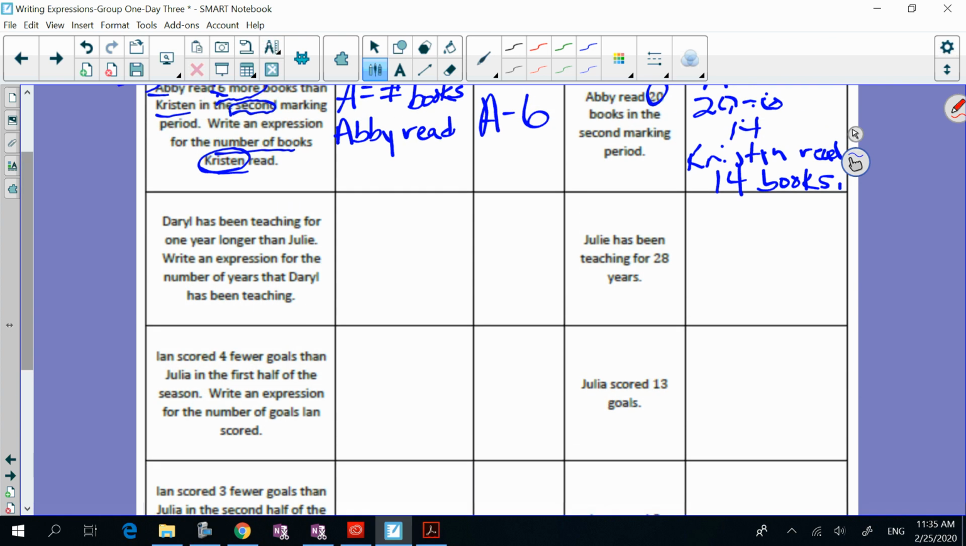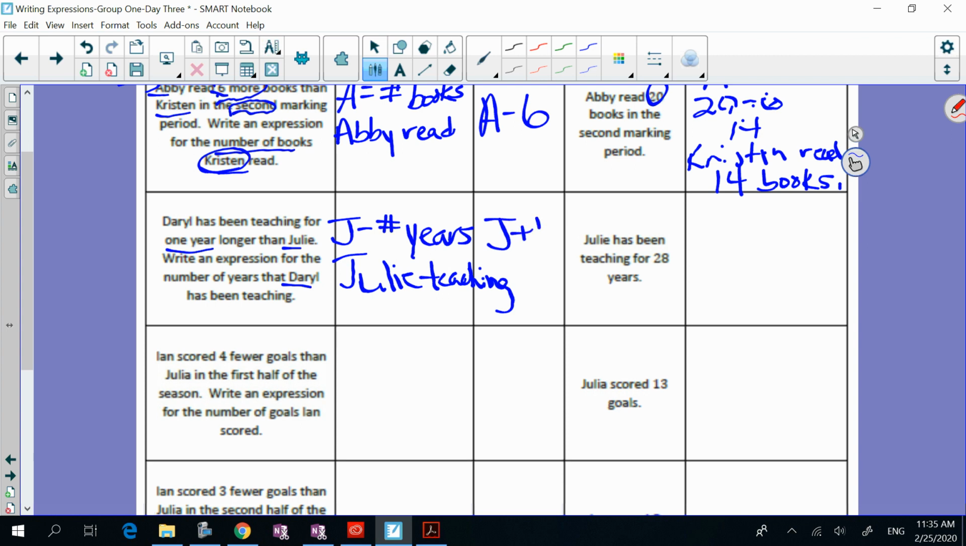Next one. Daryl's been teaching for 1 year longer than Julie. I want the number that Daryl has. And so what I don't know is J, the number of years Julie has been teaching. What does it look like? To find out what Daryl has, he's 1 year longer, so I need to take her years and add 1. Julie's been teaching for 28, so I start at J plus 1. 28 plus 1 means 29. Daryl has been teaching 29 years.